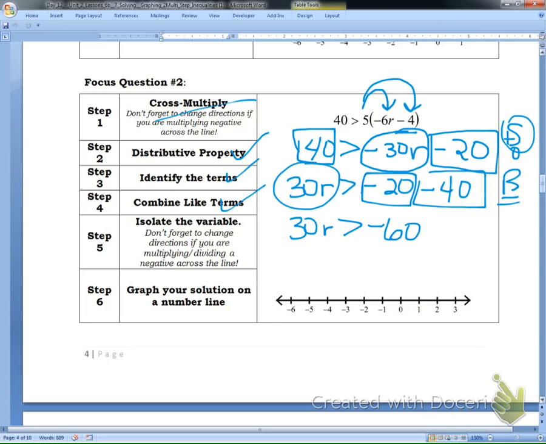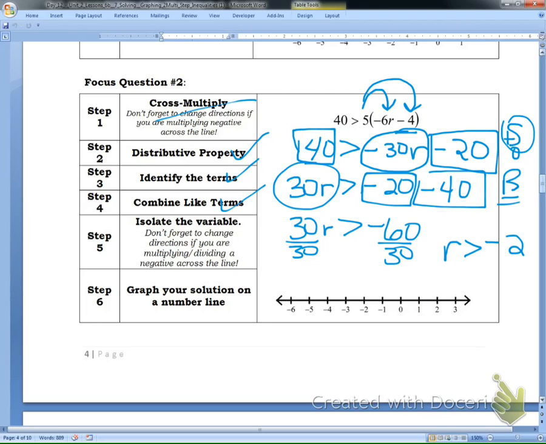Now I'm ready to isolate my variable. I have a 30 that's beside my R. If it's beside it, I have to divide it. So divide by 30, divide by 30. I do not change the sign or the direction of my inequality because I'm dividing by a positive number. So R is greater than negative 60 over positive 30 is a negative 2.